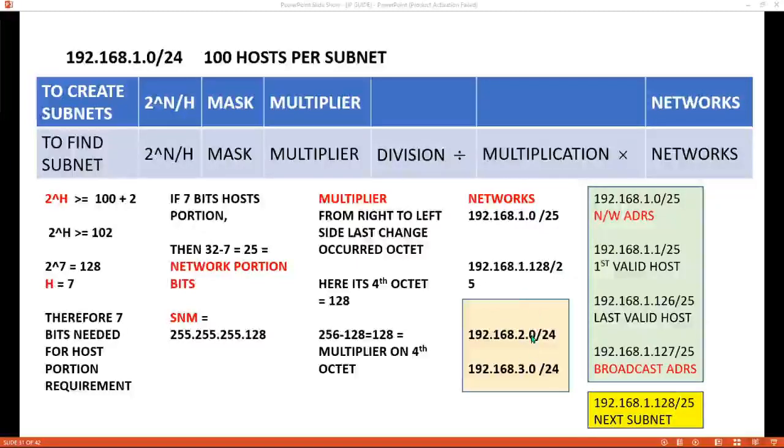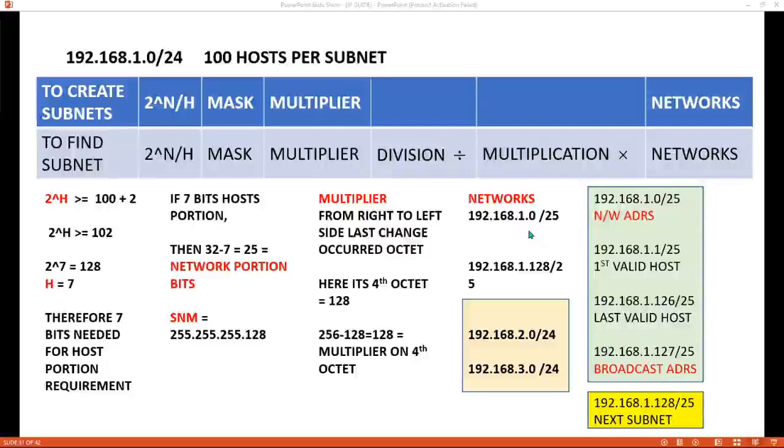Then still we have our 192.168.2.0 and 3.0/24, which we saved earlier. I just bring it here to note down. Here you can see 192.168.1.0/24 has been subnetted into 192.168.1.0/25 and 192.168.1.128/25. Two networks we found.